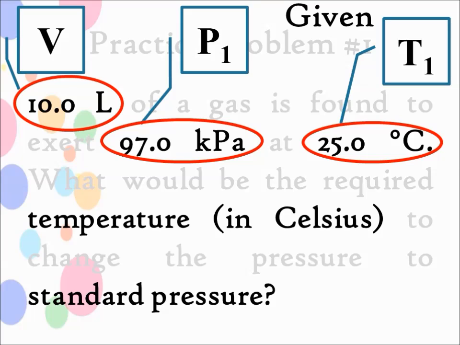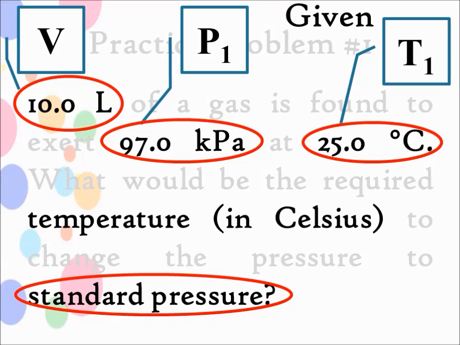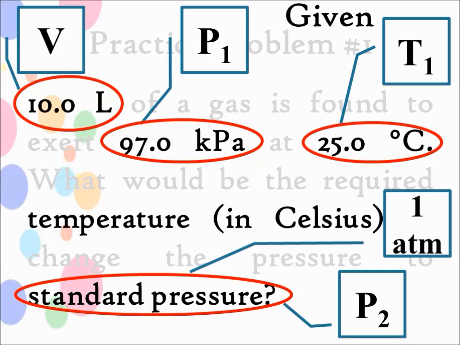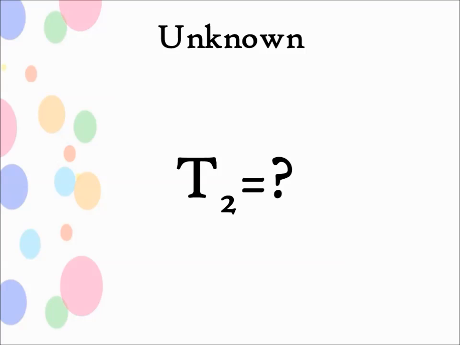However, if we try to understand the problem, obviously, our unknown would be the temperature. So we're actually lacking the pressure 2. But it said there that standard pressure is used. So standard pressure would be 1 atmosphere. Please take note of this, that when we say standard pressure, it means 1 atmosphere. So we have our given already. Now, for our unknown, as I've mentioned, we are looking for T2, or temperature 2.